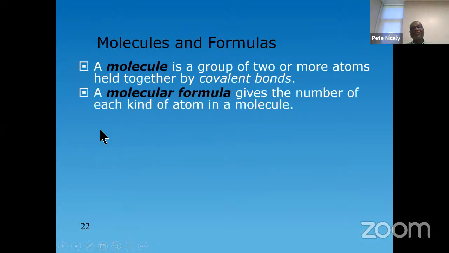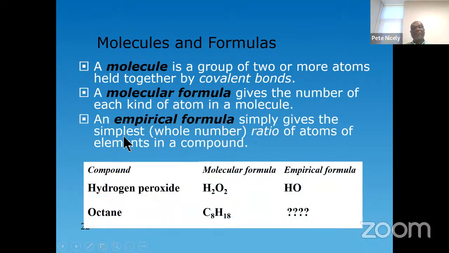And we can summarize the makeup of a molecule in the form of a molecular formula, which gives you the number of each type of atom present in a molecule. Now that is different from what we call the empirical formula, which gives you the ratio of atoms of elements in a compound, all right? So just to give you an example of the difference between a molecular formula and empirical formula, for hydrogen peroxide, the molecular formula is H2O2. For the empirical formula, it is simply HO, right?